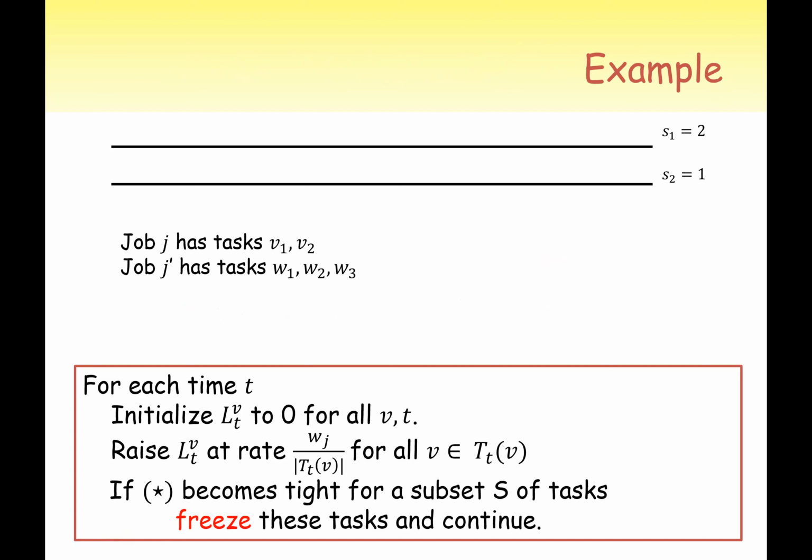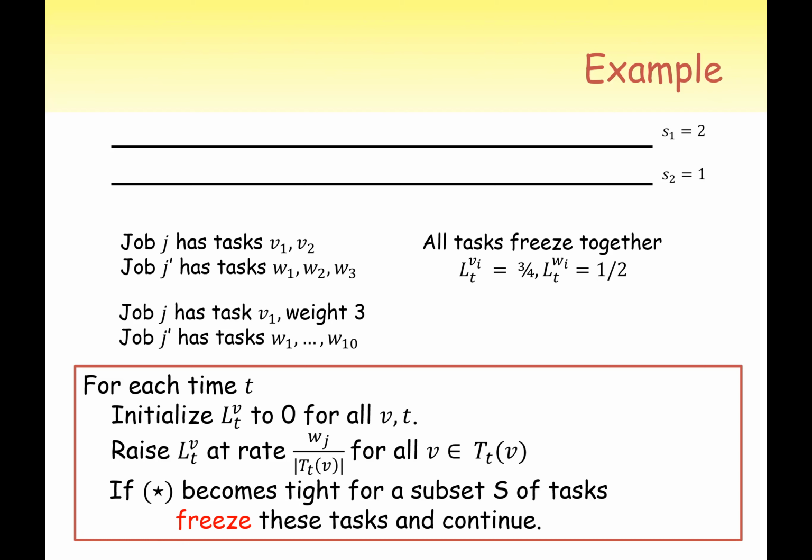So let's take an example. Suppose there are two jobs here. Job J has tasks V1, V2, and J prime has tasks W1, W2, W3. Suppose both of them have weight 1. Then tasks V1, V2 will increase at rate half, and the Ws will increase at rate 1/3. And then you can show that all of them will freeze together, where the number of machines will be 5. So of course, there are 3 machines of 0 speed, and these will be the rates. If they have slightly different parameters, suppose J has one task of weight 3, so this increases very rapidly. So what will happen is that this will make the first machine tight very soon. So V1 will freeze first, and then the Ws will freeze later.